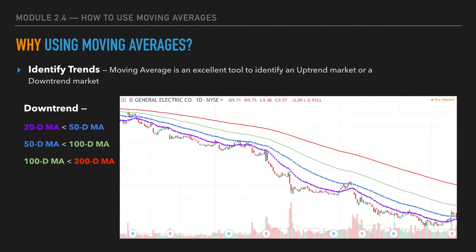On the other hand, here's an example of a downtrend daily chart. We compare exactly the same 4 moving averages, but it's the other way around. Which means when the 20-day moving average is below the 50-day moving average, the 50-day is below the 100-day moving average, and the 100-day moving average is below the 200-day moving average, then we consider this market is in a confirmed and strong downtrend.